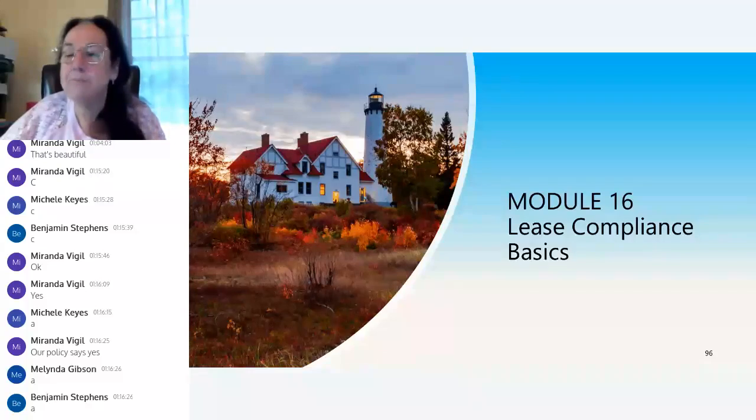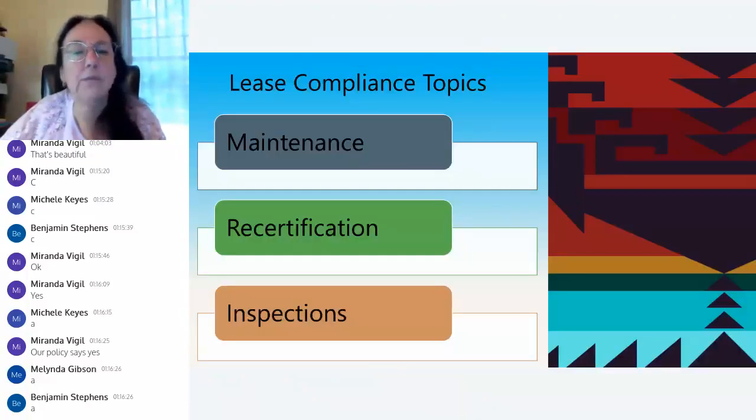Lease compliance basics. So this is like a quarter of a mile from my house. Our tribe actually runs it. It used to be ran by the Forest Service. My mom used to spend the night there when she was little.